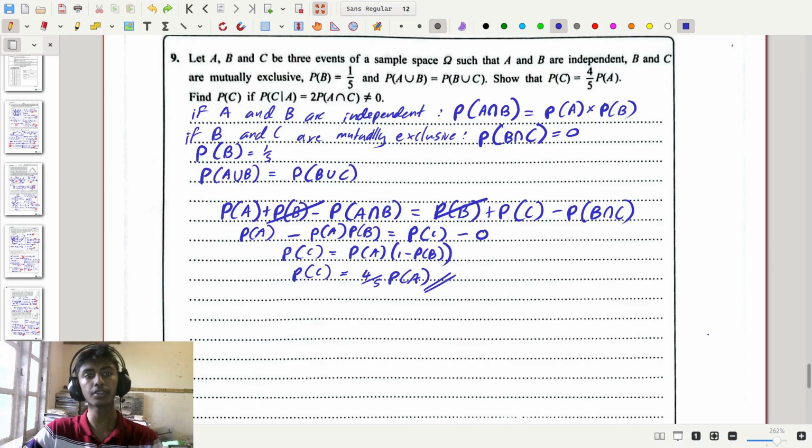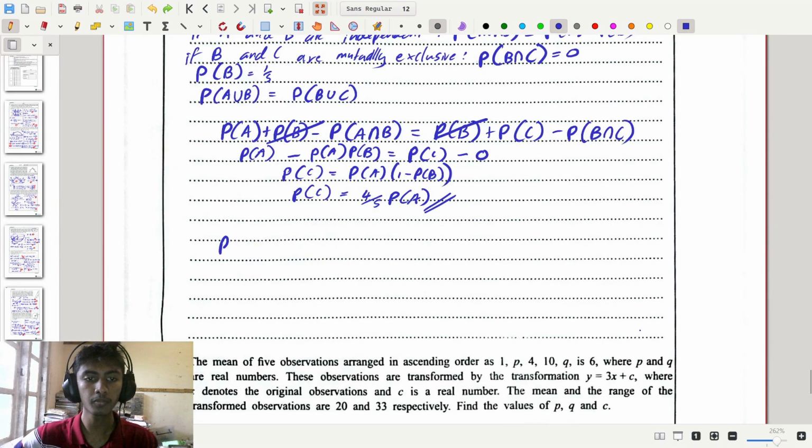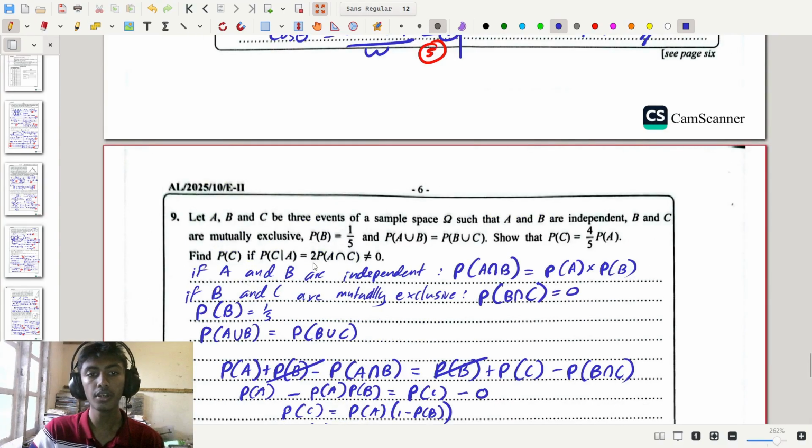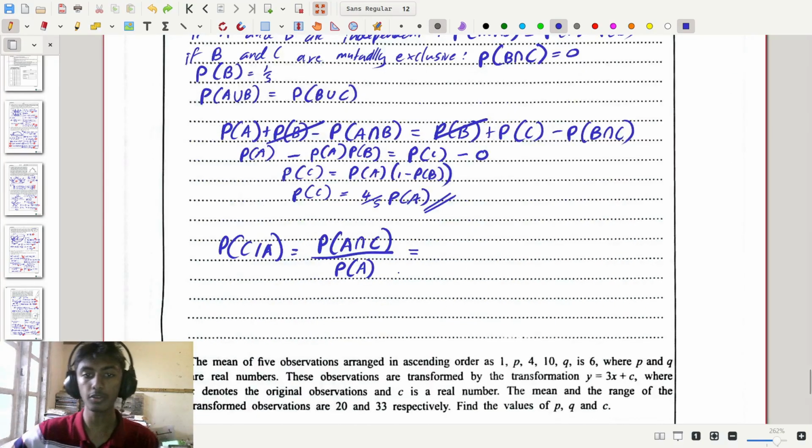Now for the second part of the question, we have to find the probability of C occurring if the probability of C given A occurring is 2 times the probability of A and C occurring at the same time, which is not equal to 0. Now for this, what we're going to use is the fact that the probability of an event C given A occurring is going to be equal to the probability of them both occurring at the same time, which is the probability of A intersect C, divided by the probability of the second event occurring, which is the probability of A. This is going to be equal to, as we found above, 2 times the probability of A intersect C.